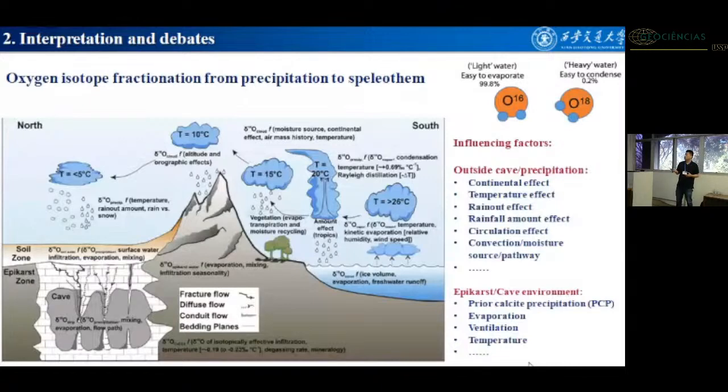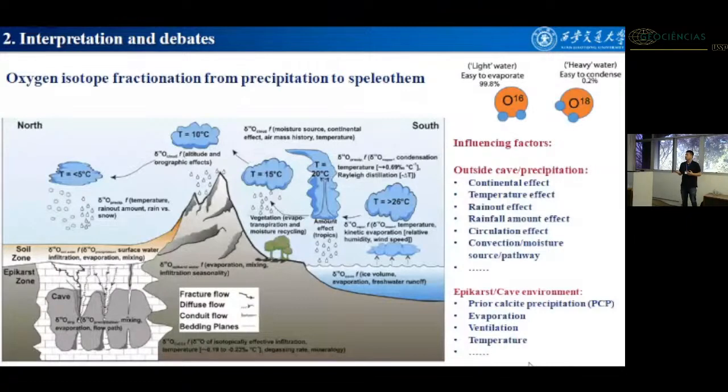Also there is the local rainfall amount effect. This normally occurs for convective rainfall. It normally occurs for one strong rainfall event. And also the circulation effect: the convection in the moisture source region, and also the moisture source and moisture pathway. All these factors can influence the precipitation delta O18.